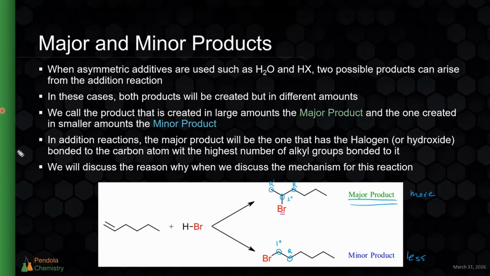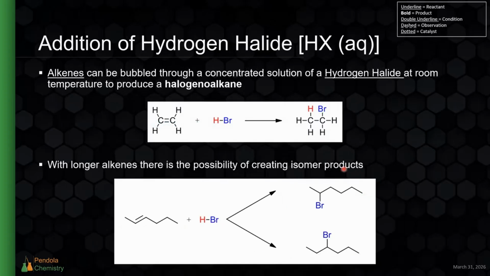Now, it is worth saying that if we look at the reaction we were looking at earlier, the two products here are both secondary. If we look at this carbon that this bromine is attached to, there are two carbon chains, two R groups attached to it. If we look at this carbon, it also has two carbon chains. It doesn't matter how long those carbon chains are. It just matters that that carbon has two carbon chains on it.